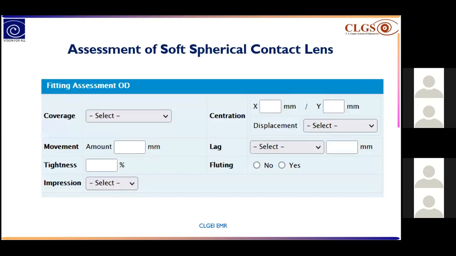So this is the fitting assessment which we usually do during our contact lens trial. These images I have taken from the EMR. First we have to check the coverage. Coverage means the soft contact lenses should cover 360 degrees equally to the limbal area. And the other points I'll go one by one.